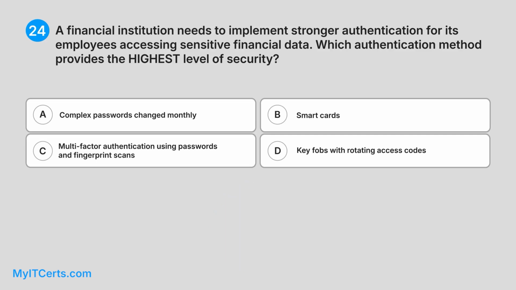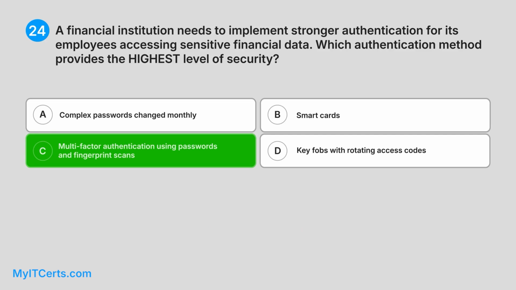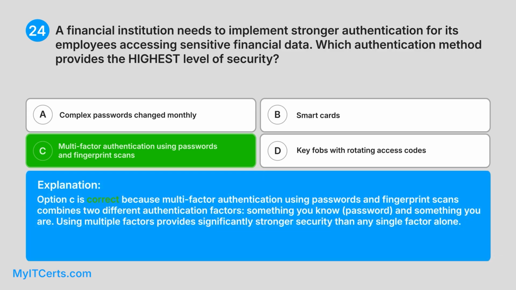Correct answer: C. Multi-factor authentication, using passwords and fingerprint scans. Explanation. Option C is correct because multi-factor authentication using passwords and fingerprint scans combines two different authentication factors: something you know, a password, and something you are. Using multiple factors provides significantly stronger security than any single factor alone.